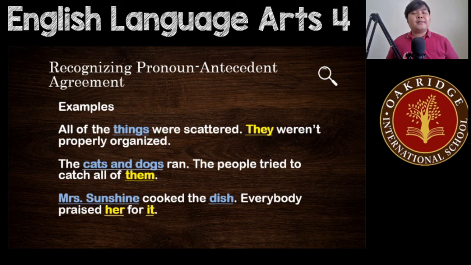So that pretty much summarizes recognizing pronoun and antecedent agreement.